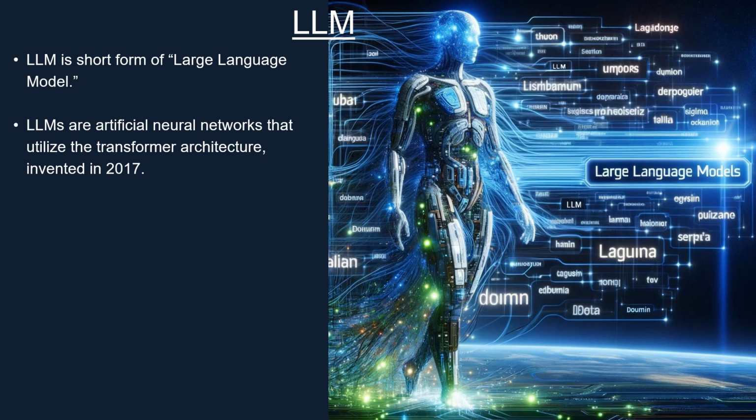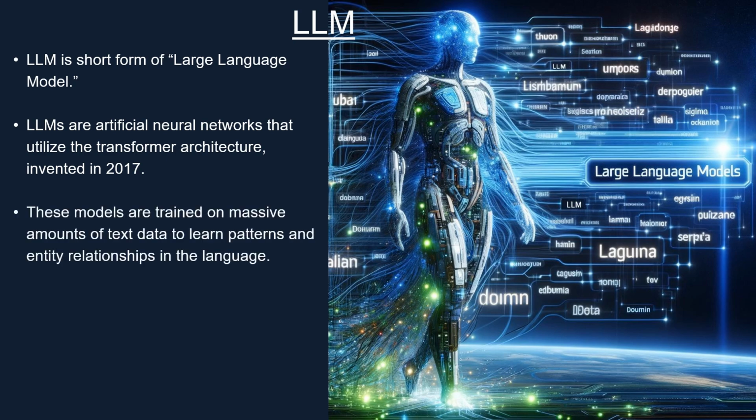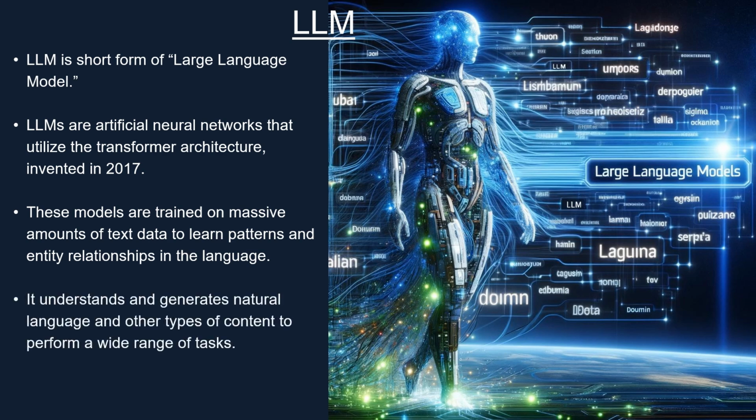These models are artificial neural networks that utilize the transformer architecture, which was invented in 2017. They're trained on massive amounts of text data to learn patterns and relationships within the language. Think of them as incredibly smart systems that can understand and generate natural language and other types of content like image and video, to perform a wide range of tasks. Now that we've got a grasp on LLMs, let's move on to our next exciting topic, generative AI.